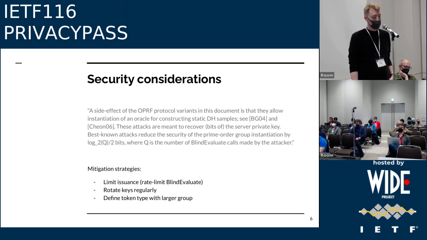The other option would be to define another token type with a larger group. Of course we would lose a bit of the efficiency, but it could still be batched, for example. So this is an open question. If folks feel like we should do that, then we should absolutely discuss it. Next slide, please.